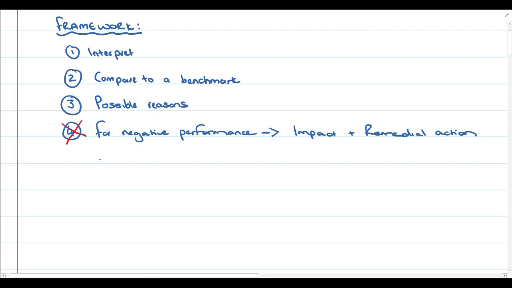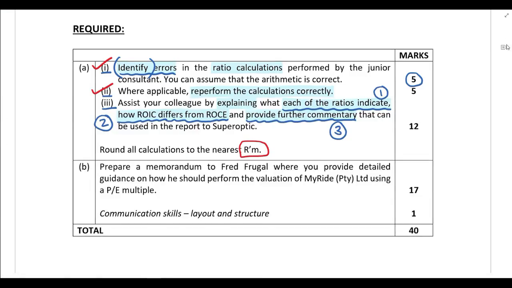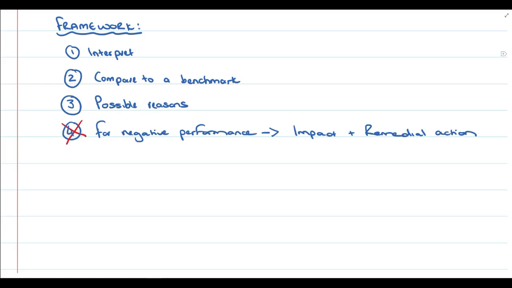However, you obviously can't just apply this framework, guys. You need to make sure that you actually answer the required. So how does this framework fit into the required? If we go back to the required, first you need to explain what each of the ratios indicates. So interpreting the ratio is explaining what that ratio indicates or what that ratio tells us.